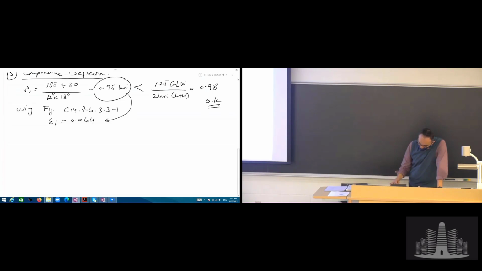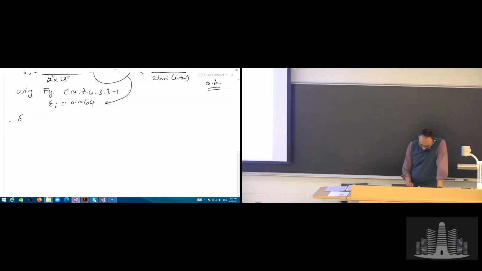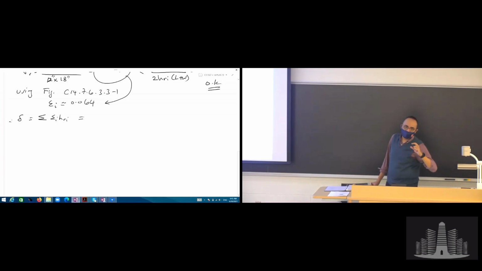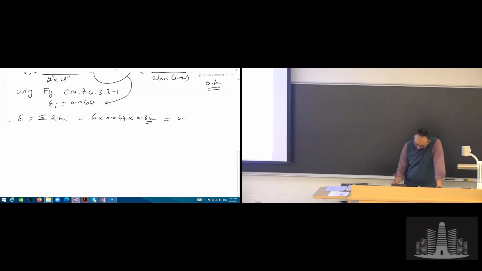Now, to come up with the full deflection in compression, that's the delta, I need to sum up the strain times the height of all these layers: the summation of epsilon i times h_ri. We said we have 5 layers plus 1/2 on the top and 1/2 on the bottom, so I can count these as 6 layers of 0.8 inch thickness each. So 6 layers times the strain per layer times the thickness per layer of 0.8 inches roughly gives us about 0.3 inches. So under service conditions, with full live load, we are expecting a compressive deflection of 0.3 inches.